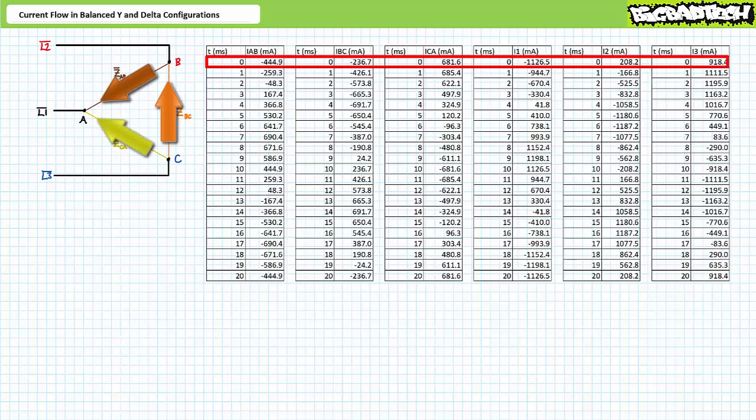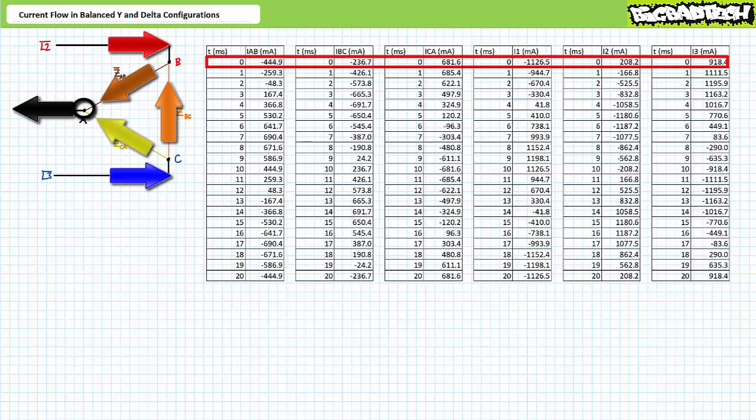And 681.6 milliamperes of current travels through impedance element ZCA from C to A. Similarly, at t equals 0 milliseconds, negative 1,126.5 milliamperes of current enters node A, where the negative sign really means positive 1,126.5 milliamperes of current actually leaves node A. Positive 208.2 milliamperes of current enters node B, and 918.4 milliamperes of current enters node C.